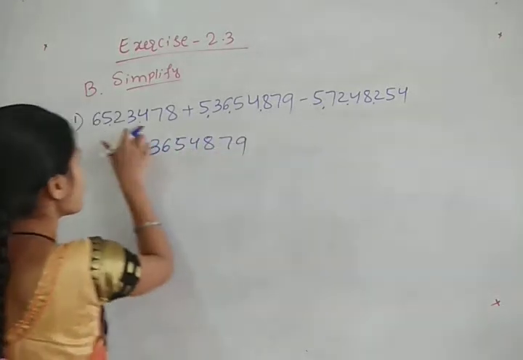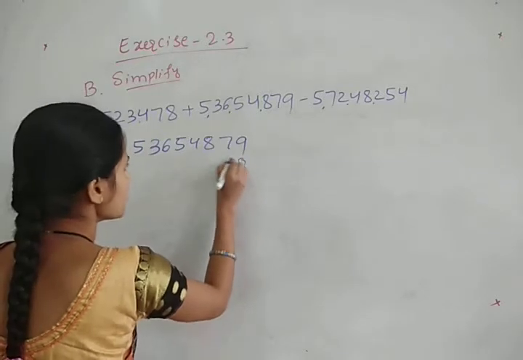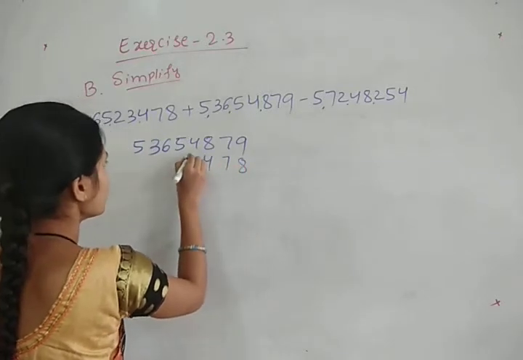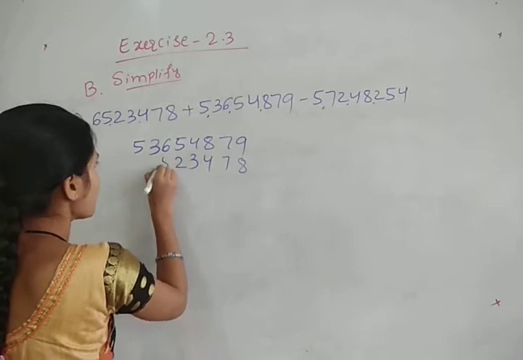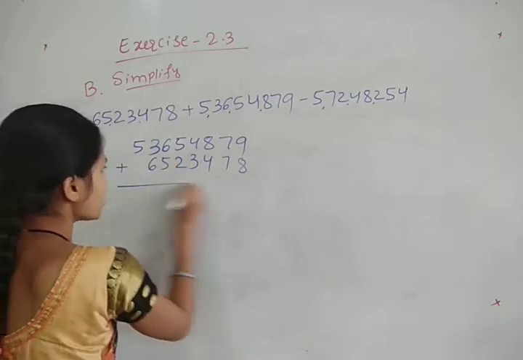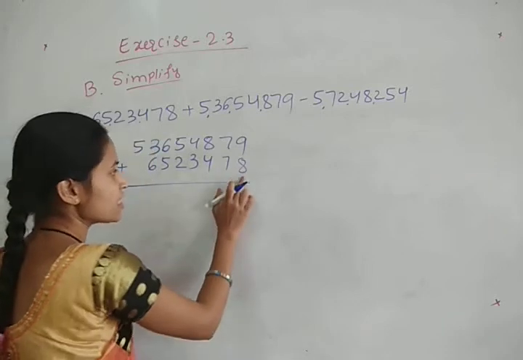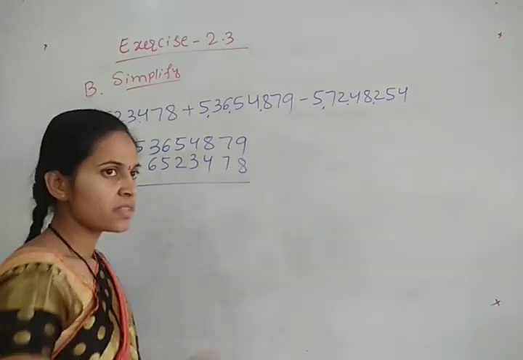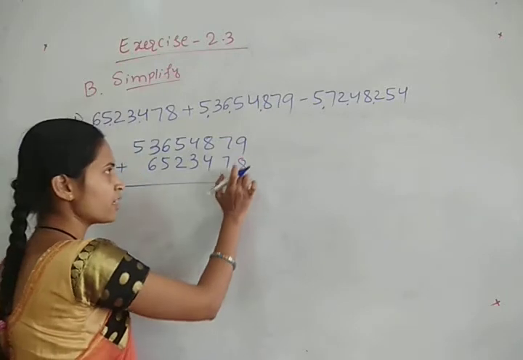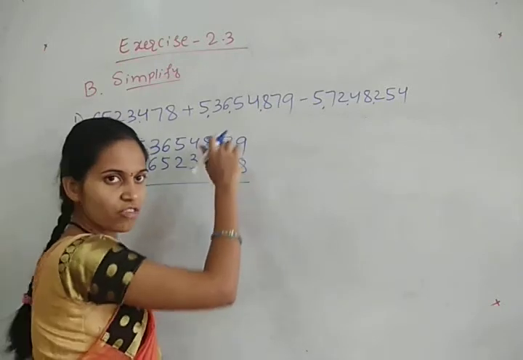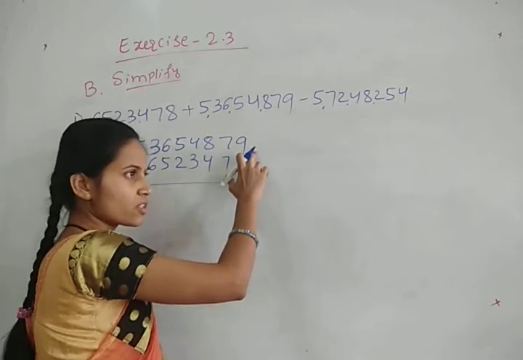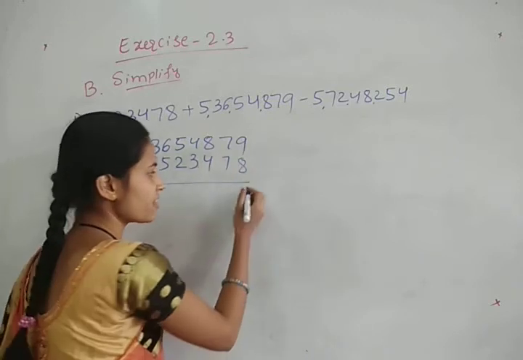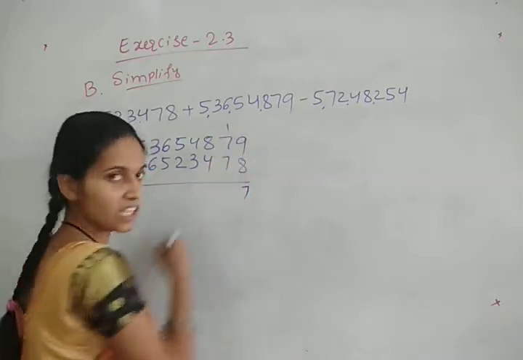53654879. Below that I will write this one, 87432256. Now add these two numbers. 9 plus 8. 8 plus 8 is 16, but 9 is 1 greater than 8, so to 16 if I add 1, it becomes 17. So write here 7, take 1 as a carry.